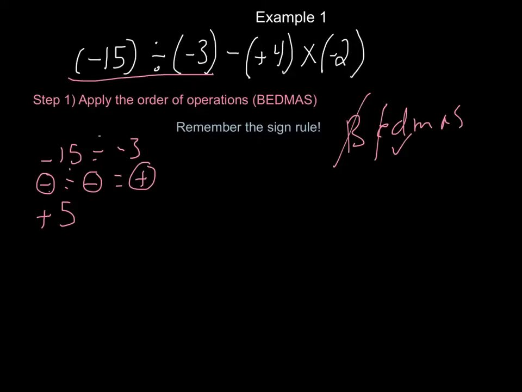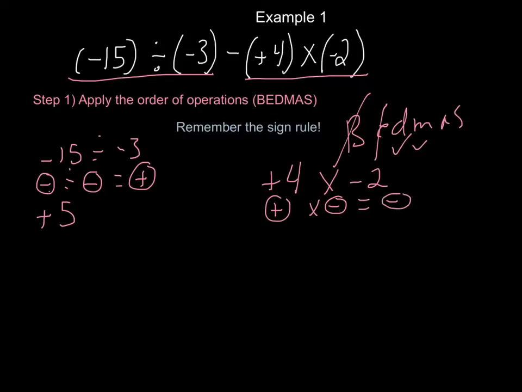So now I'm going to look, do I have any multiplication? Oh, yes I do, right here. So let's do our multiplication now. I've got a positive 4 being multiplied by a negative 2. When I apply the sign rule again, positive being multiplied by negative, different signs, whether it's multiplied or divided, are always going to give me a negative. So my answer is going to be a negative, and I've got 4 multiplied by 2 is 8. So my final answer there is negative 8.